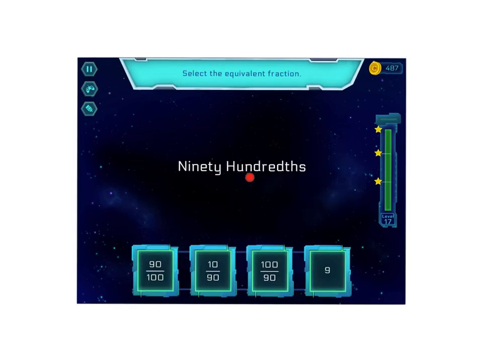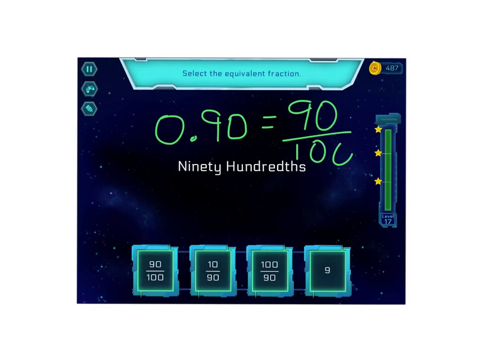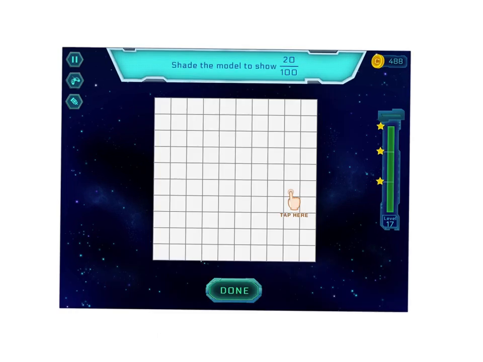You're also going to see some hundredths. Here it is in word form again, 90 hundredths. If I were to write it as a decimal, it would look like this, 90 in the hundredths place. But if I'm going to make it an equivalent fraction, it's 90 hundredths, and those are equal. So I'd grab this one.